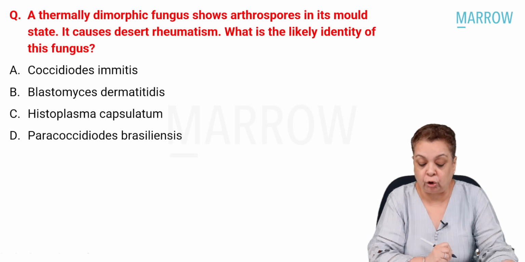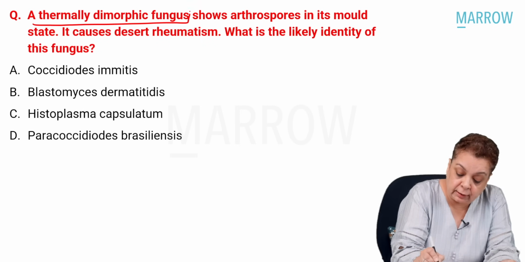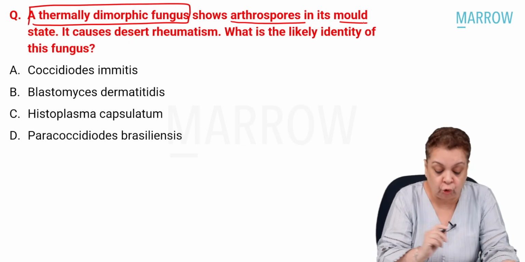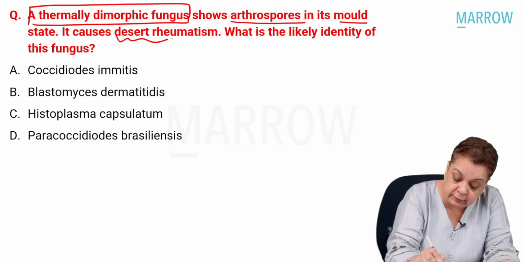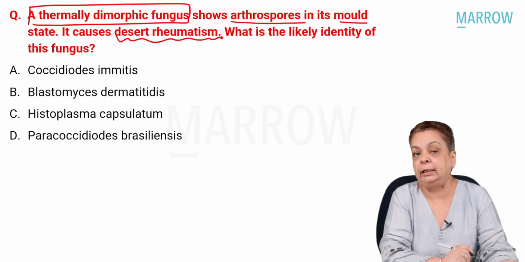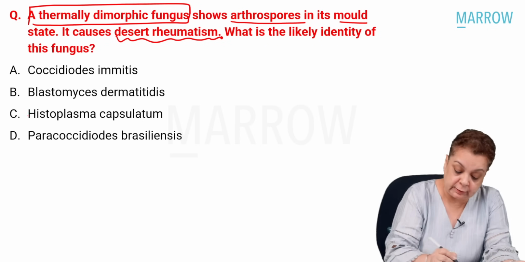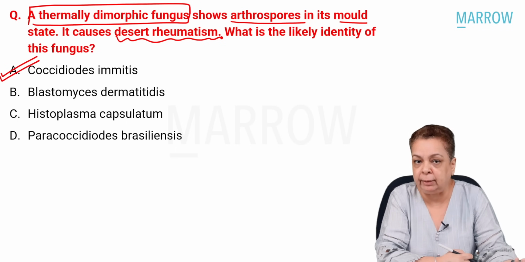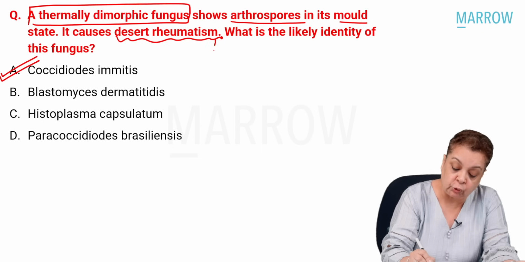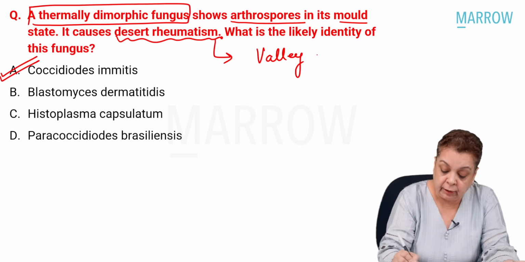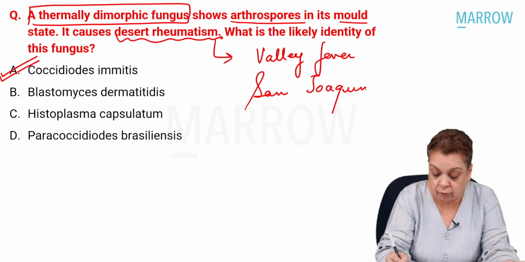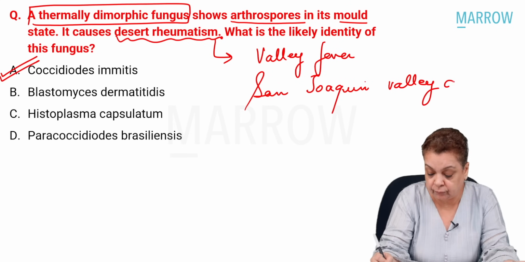A thermally dimorphic fungus, so we have been asked about dimorphic fungi, shows arthrospores in its mold state. It causes desert rheumatism. What is the likely identity of this fungus? Of course, our answer is Coccidioides immitis. Desert rheumatism is the other name for coccidioidomycosis. It's also called valley fever. It's also called San Joaquin Valley disease, or it's also called California disease.